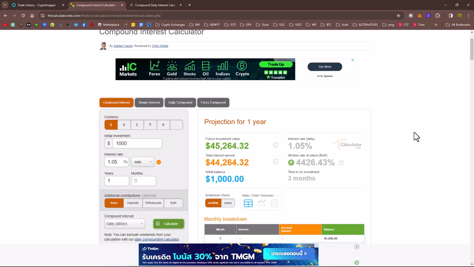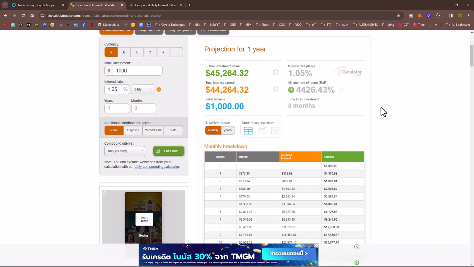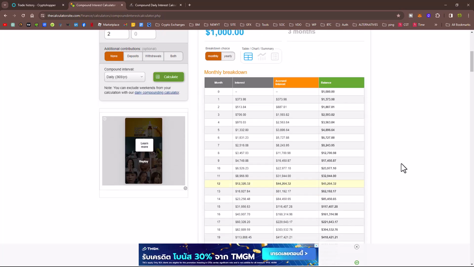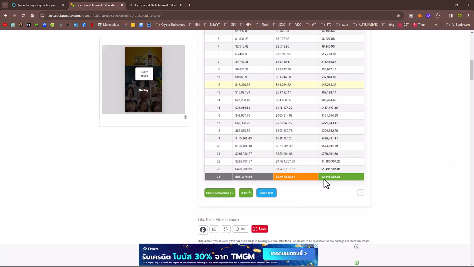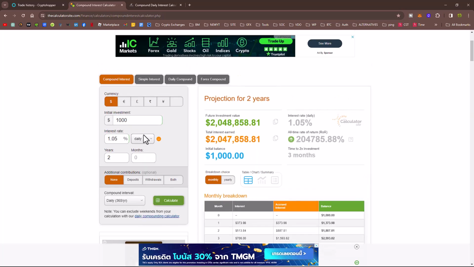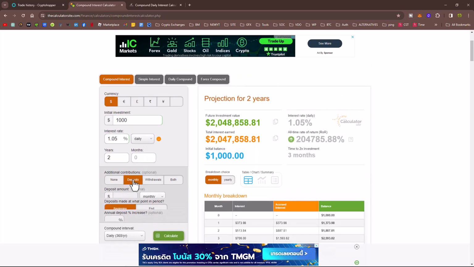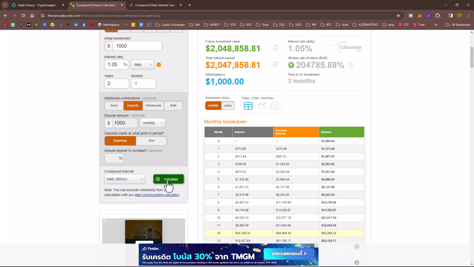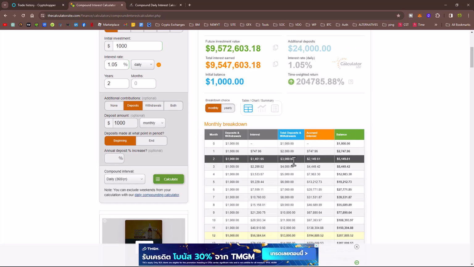All right. These kind of numbers are insane. These kind of numbers are awesome. $2 million there, 2 years, 1.05% a day, not adding any money. Let's go crazy. Let's add $1,000 in a month. All right, deposits at the beginning of the month. I don't know if it's going to begin at the first month there or not.